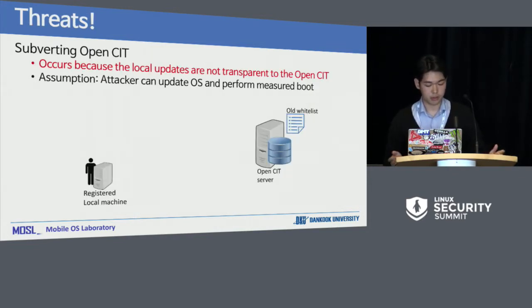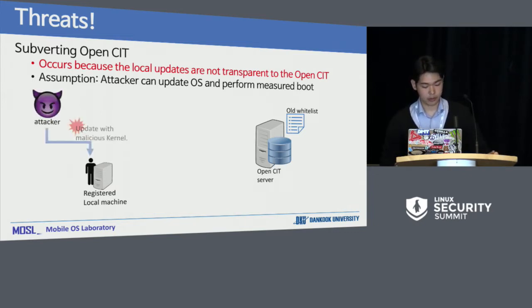So let's now take a look at how these problems can be troublesome. First of all, we can subvert the OpenCIT scheme all the way through. This occurs because the local updates are not transparent to OpenCIT. So let's assume that the attacker can update the local machine and perform measured boot. As a first step, the attacker tries to update the local machine with the malicious kernel and boot up the malicious measurement.